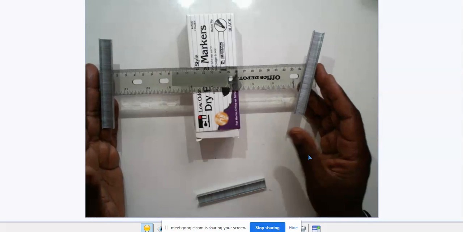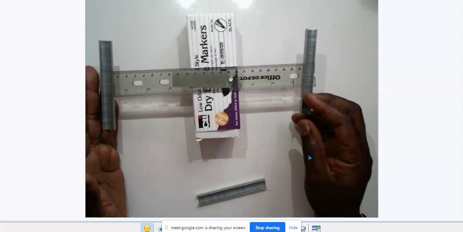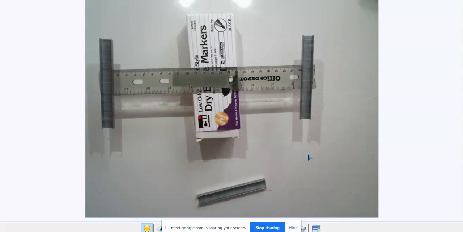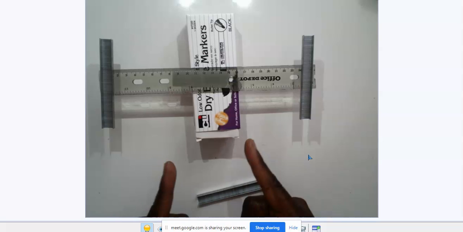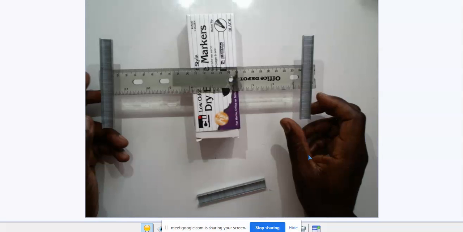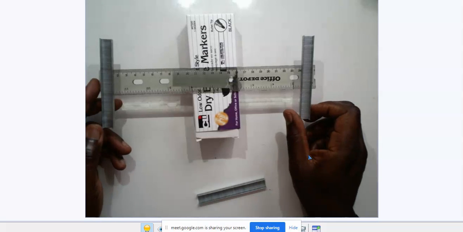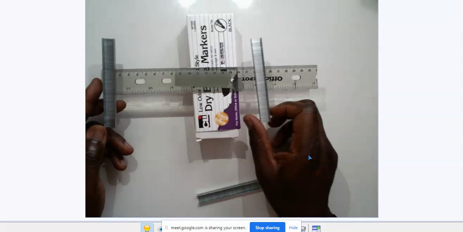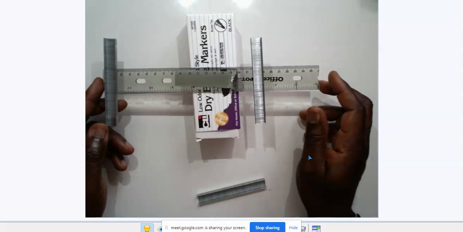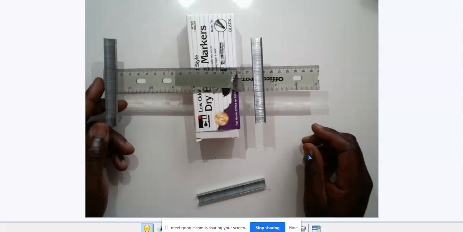All right, you can see this. This is a balance, right? I just want to describe the scenario. Now, supposing I move this staple machine to this side, and this is not balanced again, what do you think I should do to balance it?